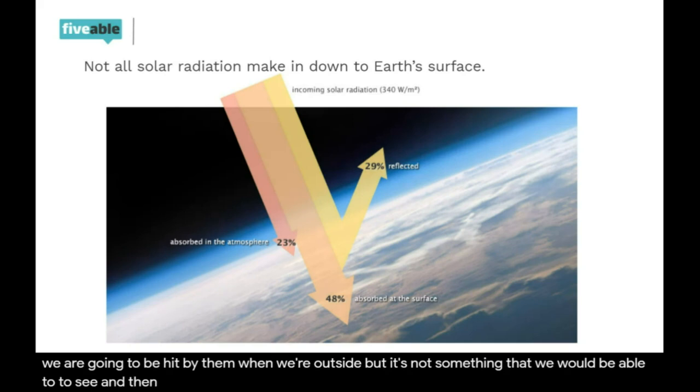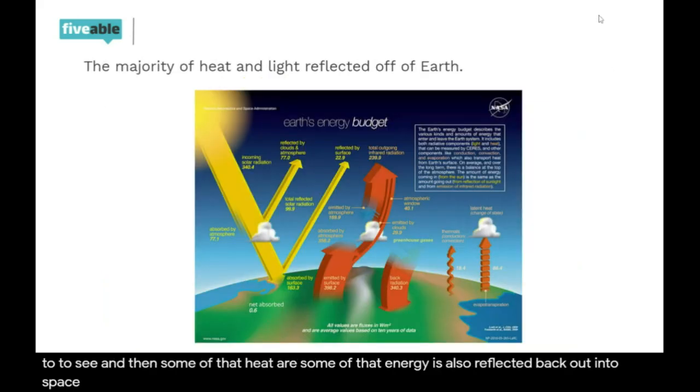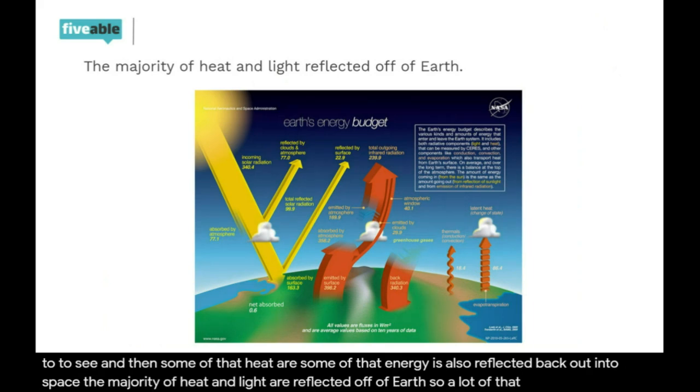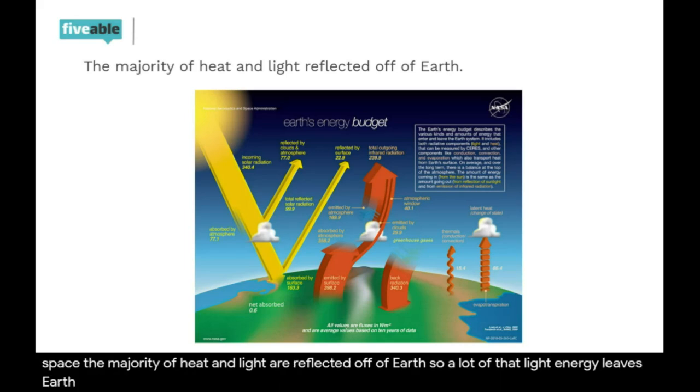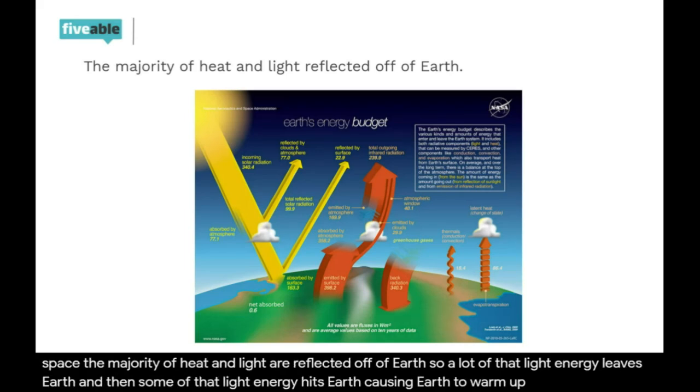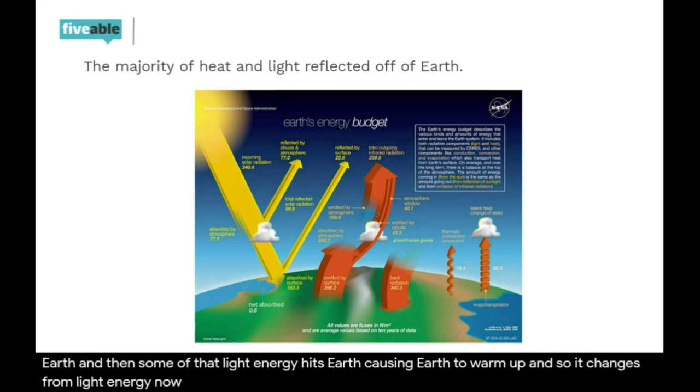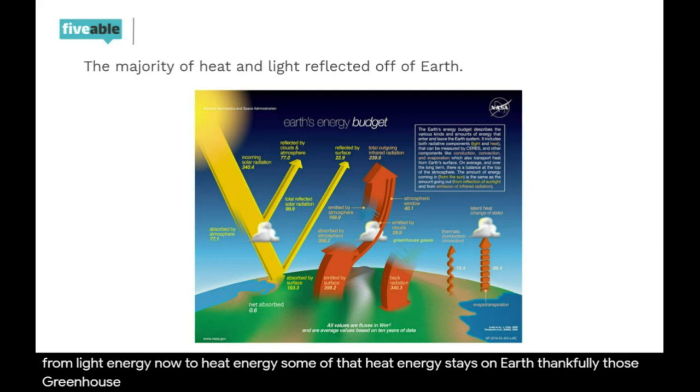And then some of that heat or some of that energy is also reflected back out into space. The majority of heat and light are reflected off of Earth. So a lot of that light energy leaves Earth, and then some of that light energy hits Earth, causing Earth to warm up. And so it changes from light energy now to heat energy. Some of that heat energy stays on Earth, thankfully. Those greenhouse gases keep that heat energy in here for us.